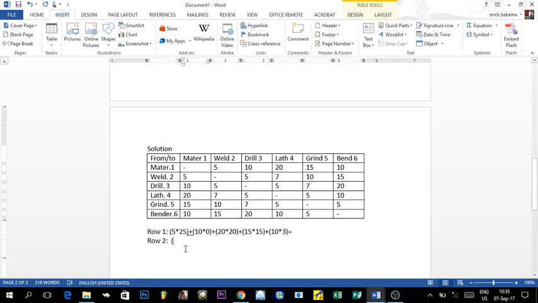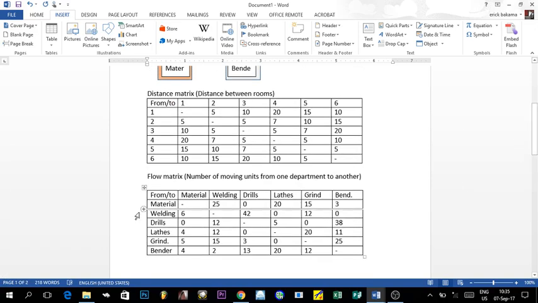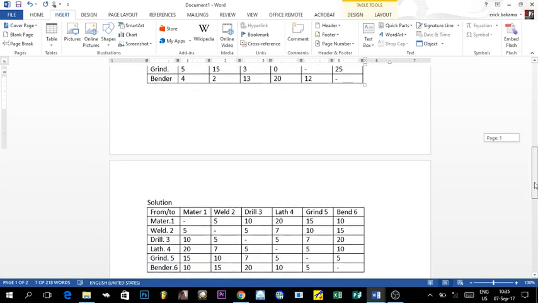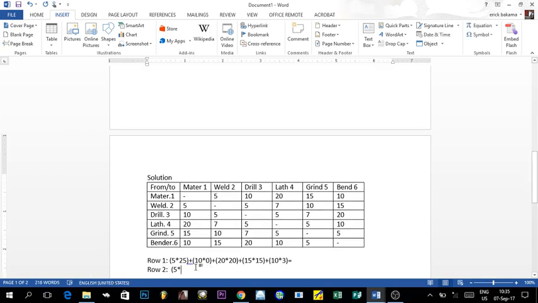The distance between them is 5. And then how many units are moving from the welding to material? We look at our table. We have welding and material. We have 6 units that are moving, welding and material. So we have 6 units here. Plus, then we're supposed to check welding, and welding is the same department, so we skip to welding and drilling.